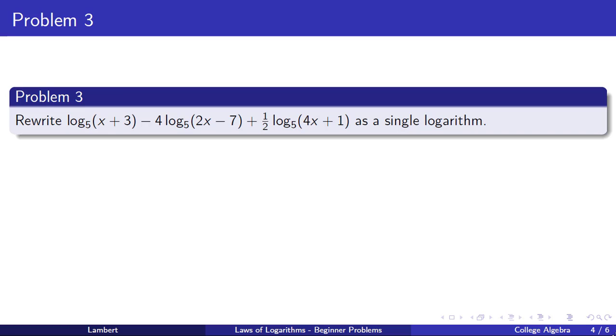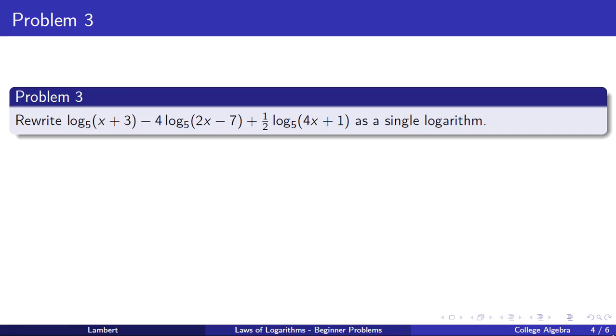Rewrite the log base 5 of x plus 3 minus 4 times the log base 5 of 2x minus 7 plus 1/2 times the log base 5 of 4x plus 1 as a single logarithm. So we want to do some combining, but notice immediately we have some numbers out in front of each of these logarithms, even though they all are the same base. In order to handle that, we need to start with the power rule for logarithms. That power rule says if you have r times the log base b of x, that is the same thing as the log base b of x raised to the rth power.